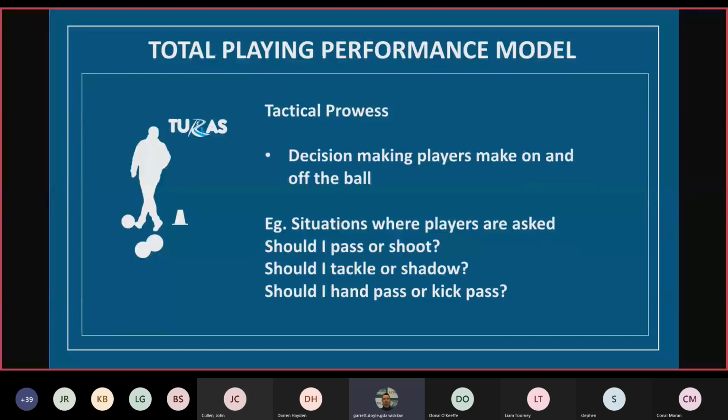It could be as simple as, do they shoot when they're being tackled or do they pass to the player that's free? Do they run into space or do they run into a crowd? Do they tackle with the correct hand or do they push? Do they pass when they actually should run with the ball? So you have the skills, you know they can perform the skill, now you've got to put them into situations where they have to make a decision to choose the correct skill.